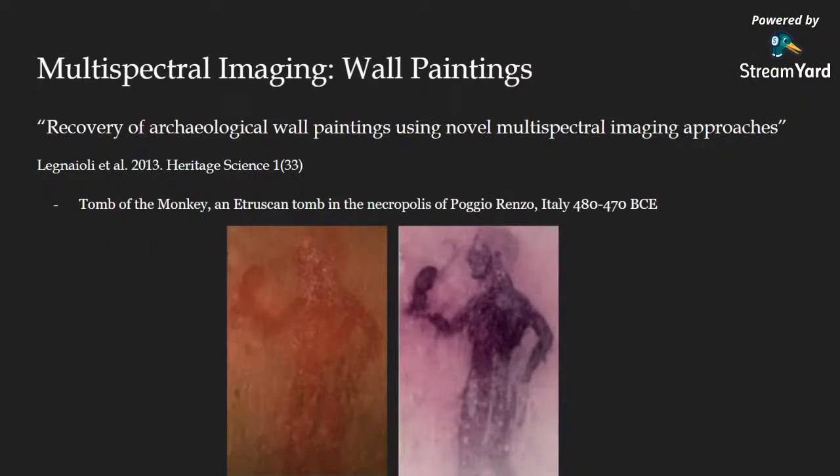And multispectral imaging can also be used on a smaller scale. So for example, with paintings. And this project applied multispectral imaging by embedding 4 spectral bands into a standard RGB image. So the wall paintings from this Tomb of the Monkey, an Etruscan tomb in Italy, were enhanced using this technique so that a number of details on the painting could be made more visible, as you can see the difference between the 2 photos here.